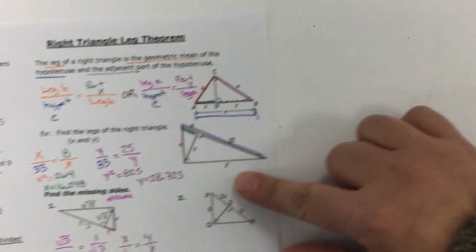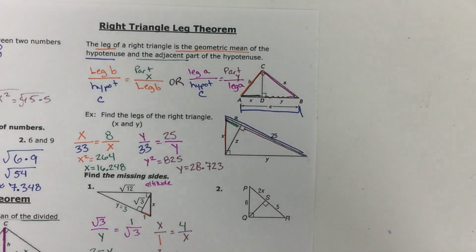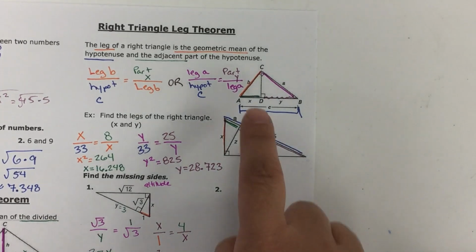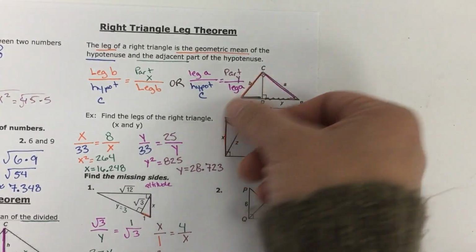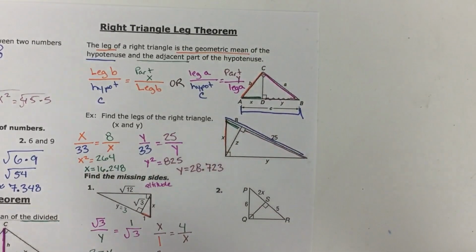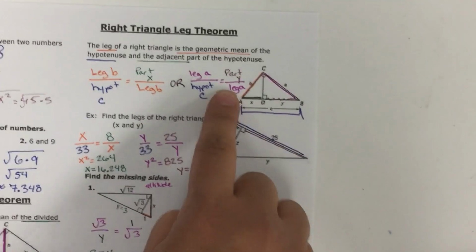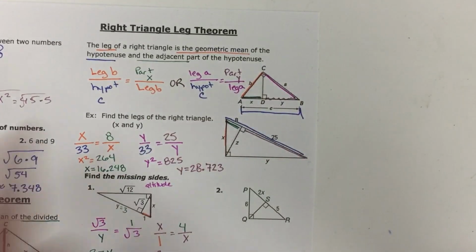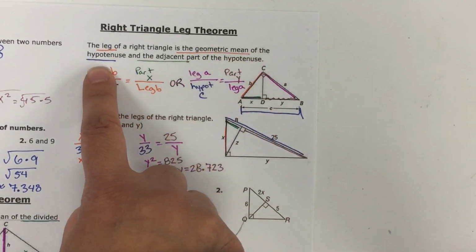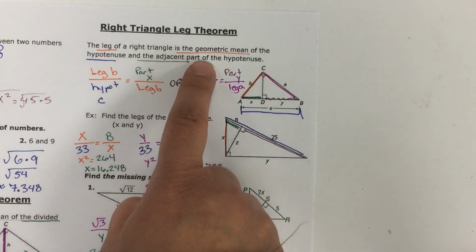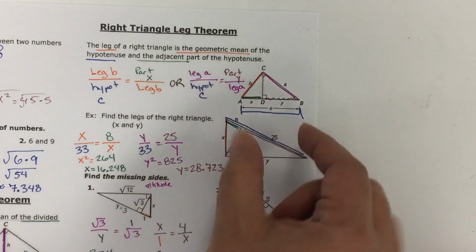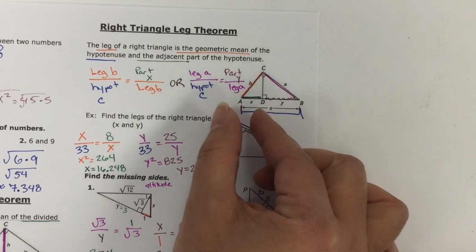Okay, let's take a look at the next part. Like I said, pause or rewind if you need. This is talking about now looking for the legs, so not the hypotenuse, but the legs. The legs are the parts of the right triangle that create that 90-degree angle. Each leg is also a geometric mean of the hypotenuse and the adjacent part of the hypotenuse. So once again, we're looking at the whole hypotenuse and then a part.